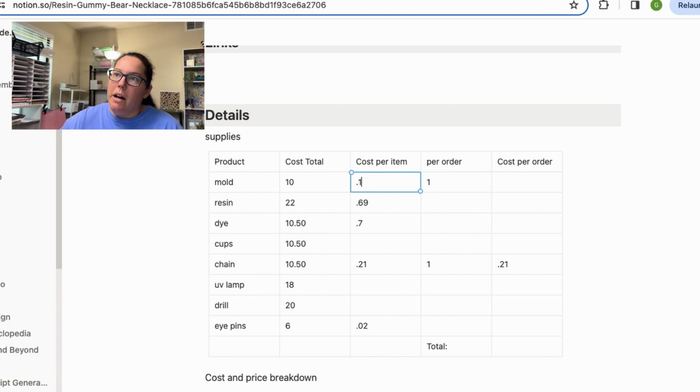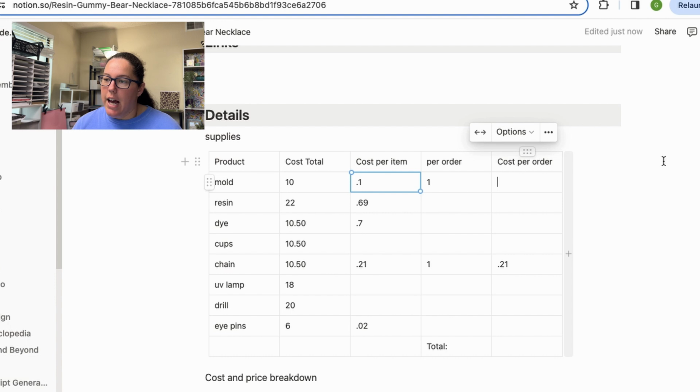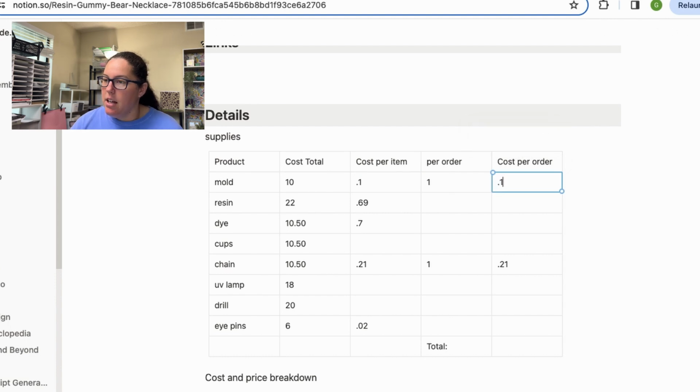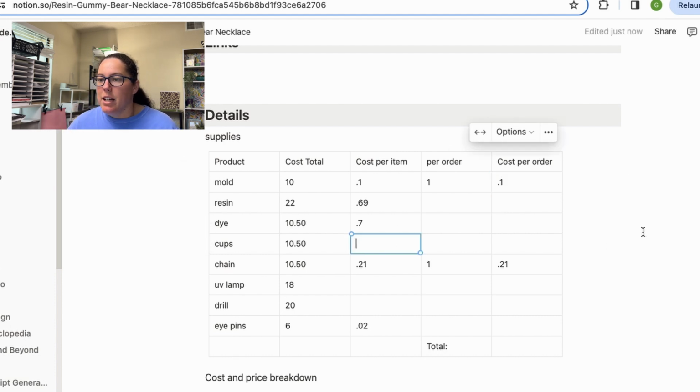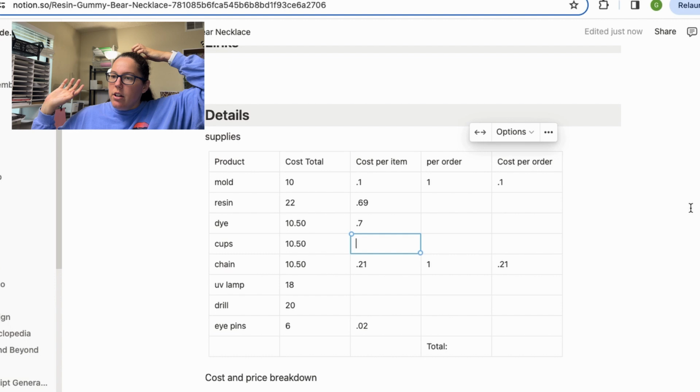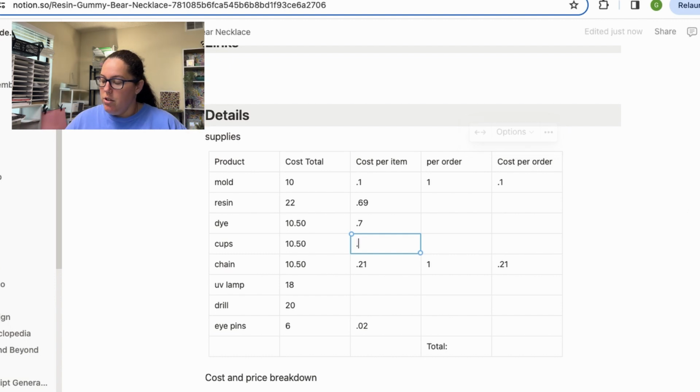But then you also think about it, how many times am I going to use that mold? Because that's a reusable object, so it's actually way less. But let's just do that just because I do want to make sure I put the money that I'm spending back into the process. So what is that? Same thing with the cups too. It's a weird thing, but let's kind of go off of the mold. So making 100 bears, and so we'll do the same thing.